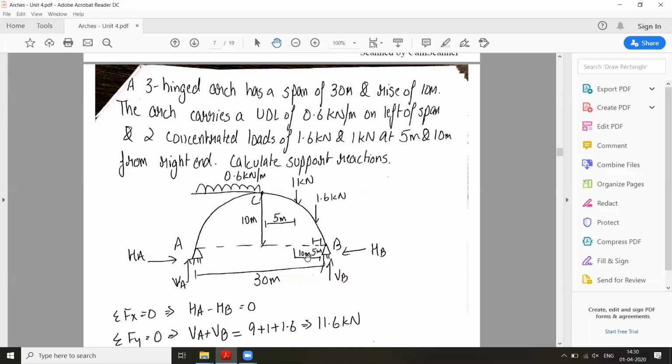Sir, for the right end, do we calculate from the B point? Yes, right hand is B point. So from B measure 5 meter, it is your 1.6 kilonewton. From B measure 10 meter, it is your 1 kilonewton. So what is the remaining? The total is 15. Till this point it is 10. So remaining is 5 meter.